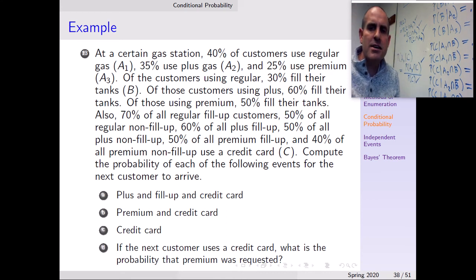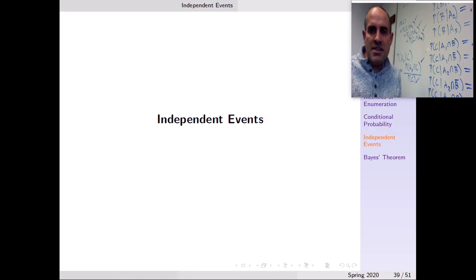If the next customer uses a credit card, what's the probability that premium was requested? The probability that, given that a customer is a credit card user, they are actually purchasing premium. We're able to compute that thing, okay? All right. So let's move on, and I think I'm going to stop for now. We're going to talk about independent events next, which is really rooted in the idea of conditional probability, okay?